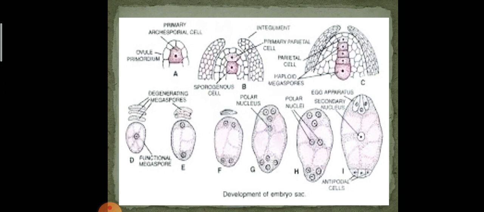So in a typical embryo sac, you can observe 3 cells near the micropyle known as the egg apparatus, 3 cells near the chalazal end known as antipodal cells, and 1 cell at the center having 2 nuclei from the poles. Because of that, it is known as polar nuclei, secondary nucleus or central nucleus cell. So this embryo sac formation is known as the female gametophyte.